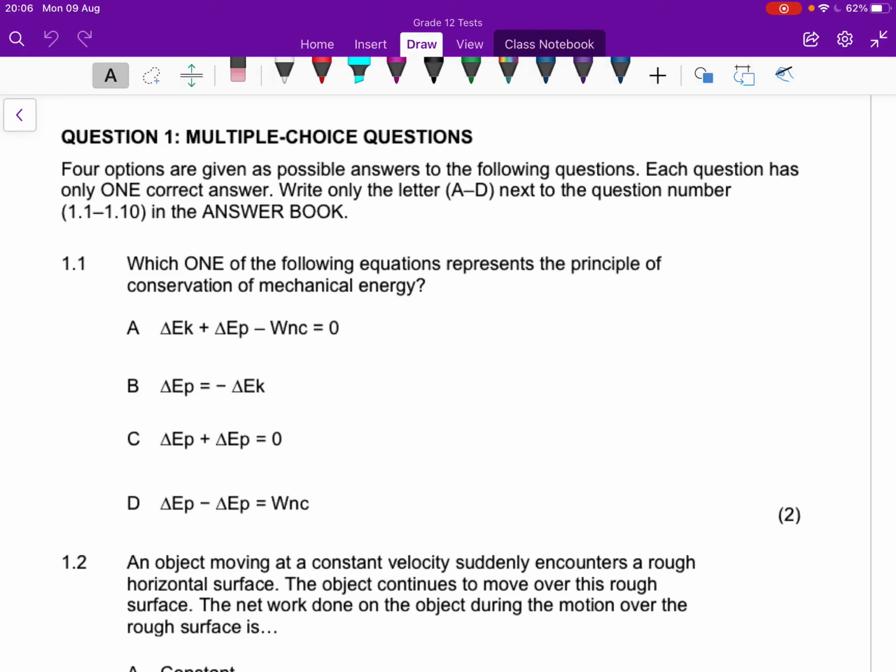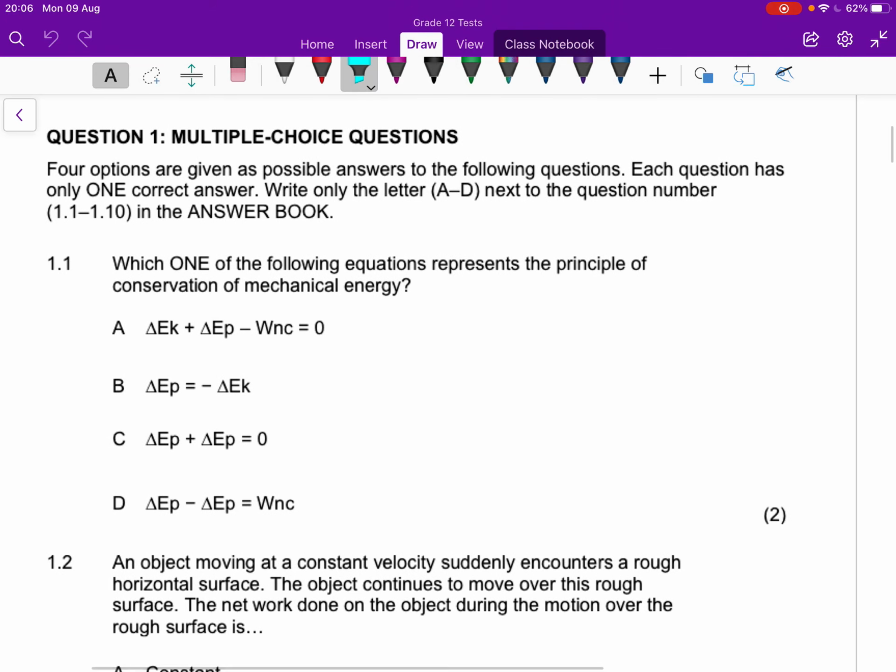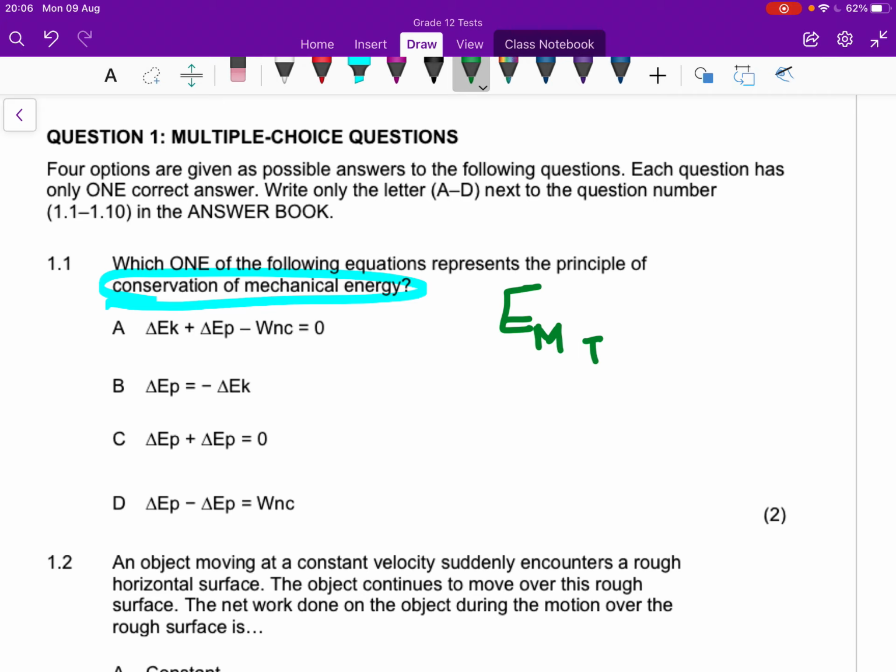Alright, grade 12s, let's look at the multiple choice for the control test in term 2. So question 1 says, which of the following equations represent the principle of conservation of mechanical energy? Before you even look at the options, remember that the conservation of mechanical energy means that the mechanical energy at one point is equal to the mechanical energy at the bottom. Now, if you look at these options, none of them are written exactly like that.